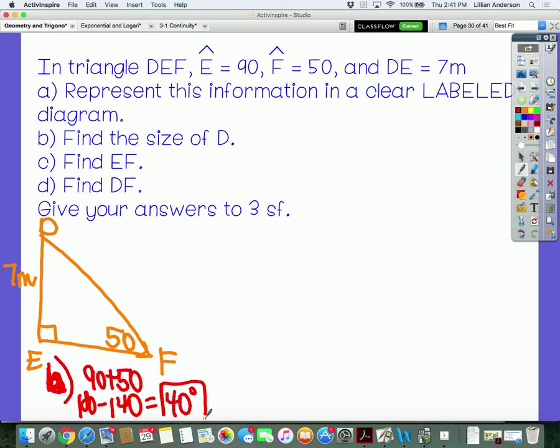Okay, now we have to find EF. EF is located right here, down at the bottom. If you use angle 50, how would you set it up? If you use angle 50.